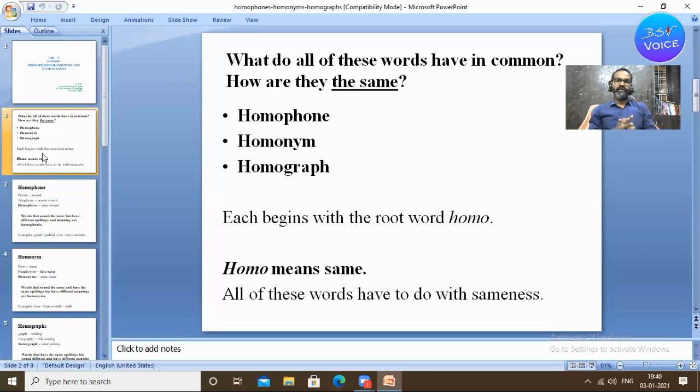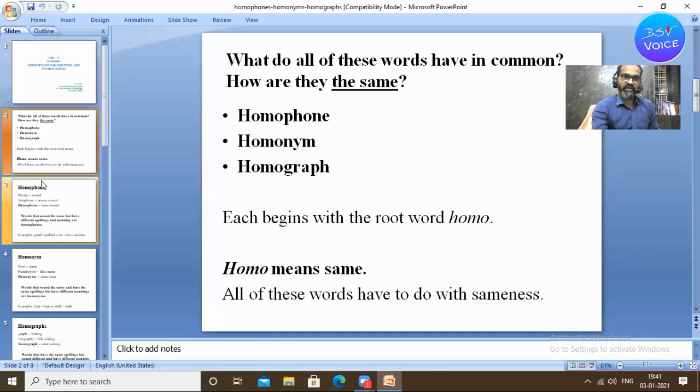In the same way, homonyms, homophones and the others look alike, but the meaning may be different and the pronunciation may be different. Homophone, homonym, homograph each begin with the root word homo. Homo means same. All of these words have to do with sameness. The words are similarly the same, but when used in context, they will be different.